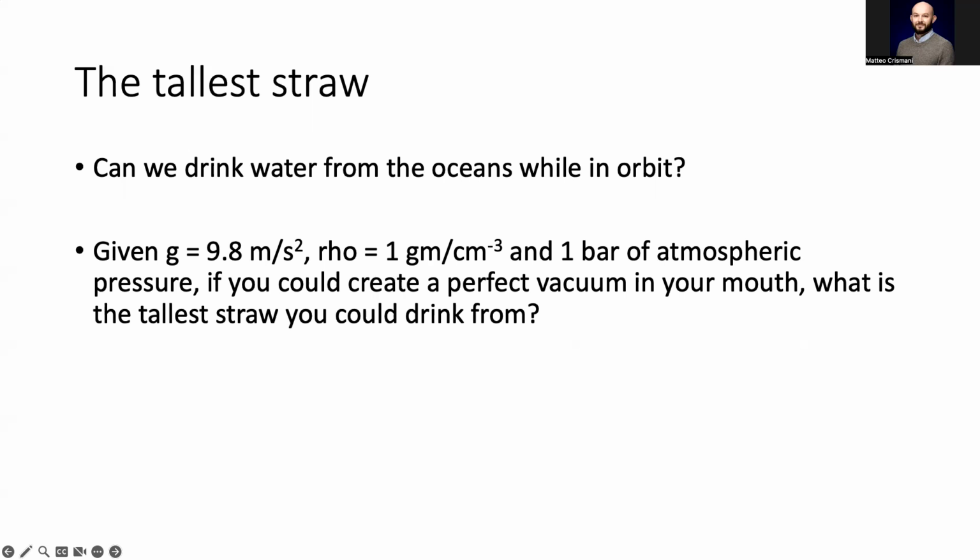So this one I get to just throw away. This one is 1 bar. This one is water, and you know what g is. So this leads to: h is P naught divided by rho g.